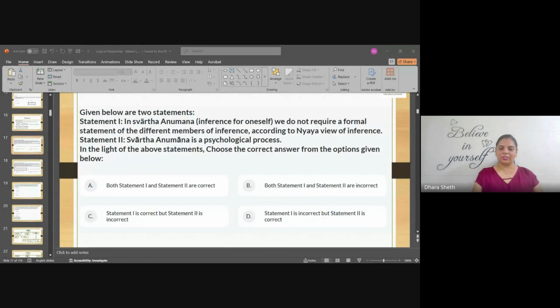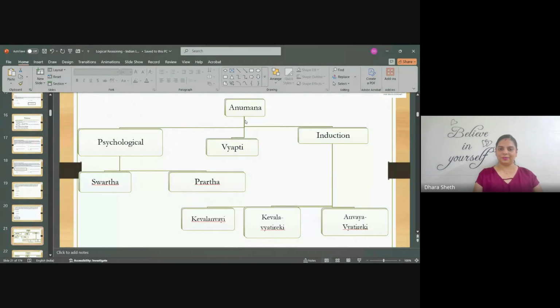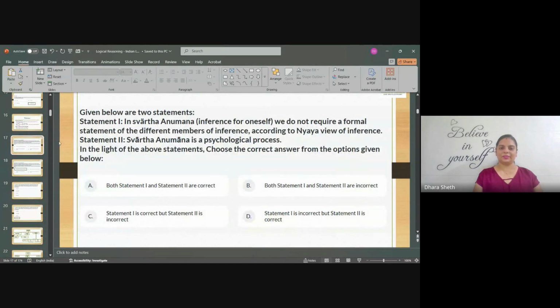And also, if you see here, what kind of classification is this? Psychological. Let's come back to the question again. We do not require a formal statement of the different members of inference according to Nyaya view of inference, and it is a psychological process. The answer is both the statements are correct.